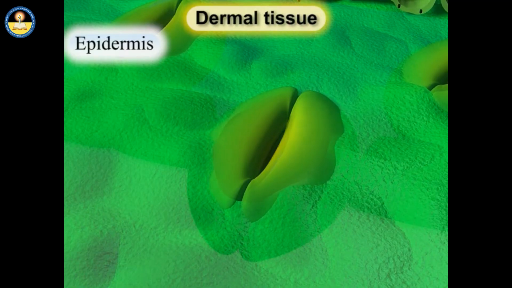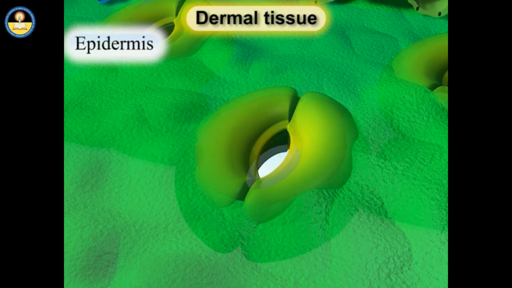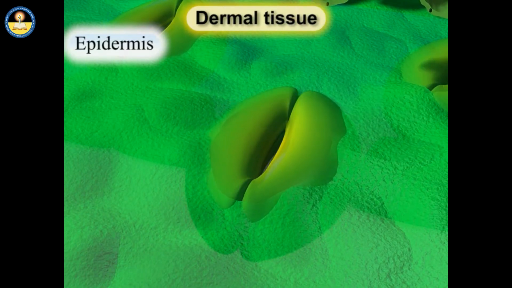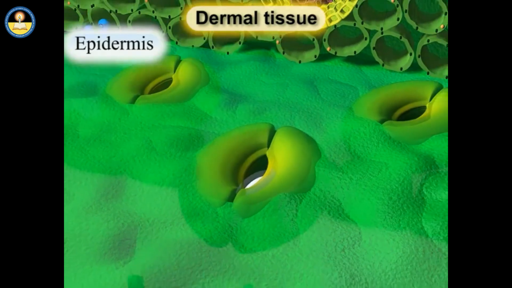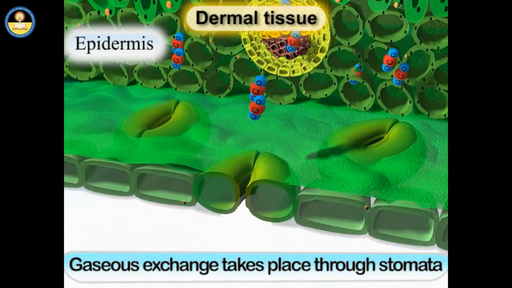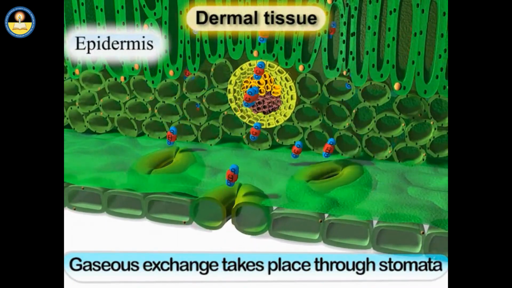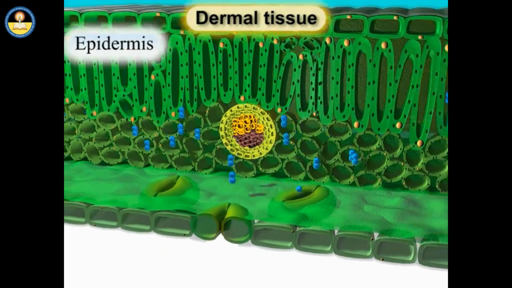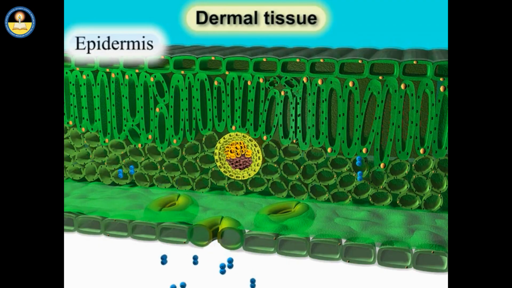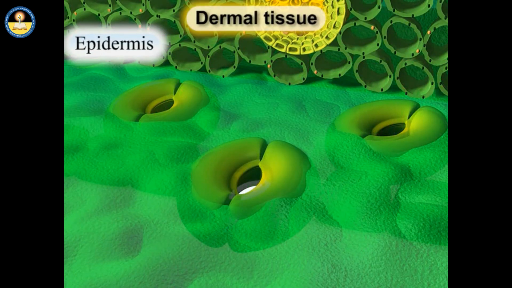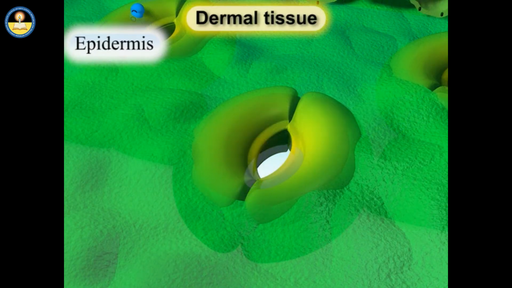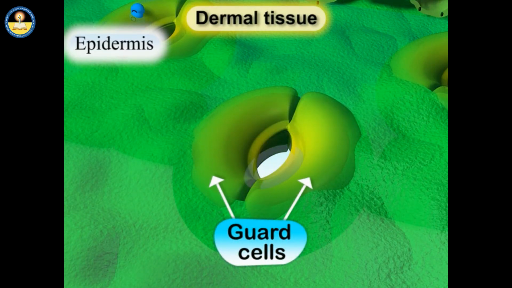Stomata are openings in the epidermis, mainly on the lower surface of the leaf, that regulate gas exchange in the plant. It is formed by two specialized epidermal cells called guard cells, which regulate the diameter of the pore.